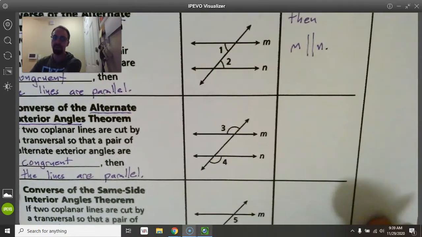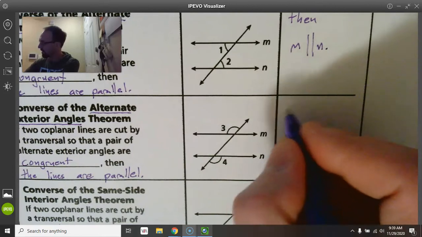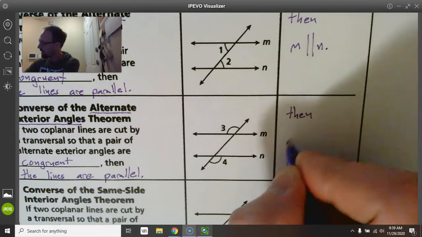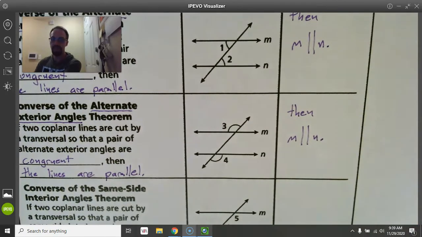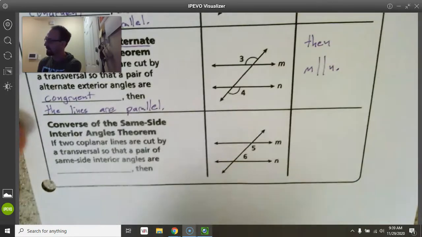So again, same idea. So angle 3 and angle 4 are congruent. Then line M is parallel to line N. And then the last one, the converse of the same side interior angles theorem.